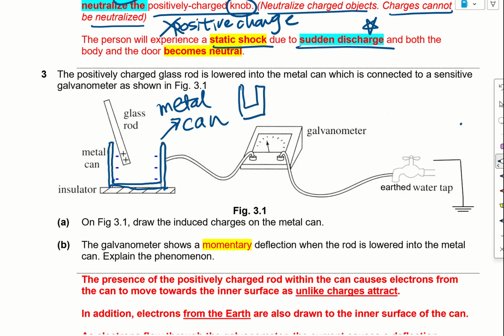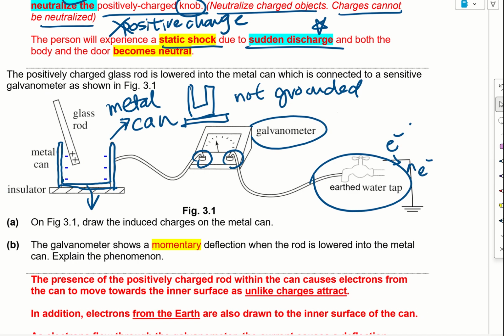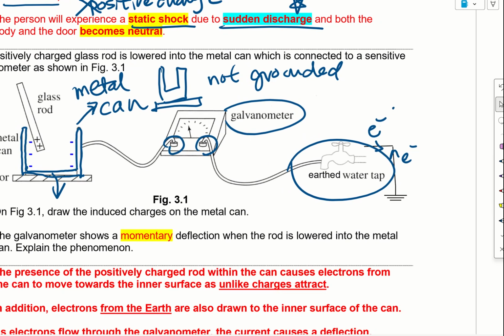So this is the metal can placed on an insulator. That means this metal can is not grounded via this way. However, it is now connected to a galvanometer to an earth water tap, so electrons can still move up or down depending on the situation. But what is a galvanometer? A galvanometer can measure the amount of electrons, hence current.